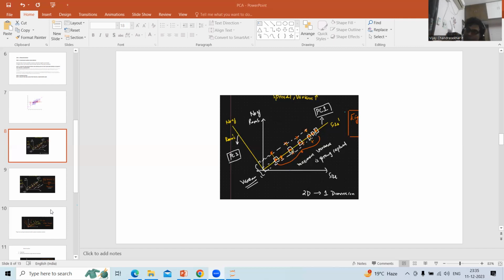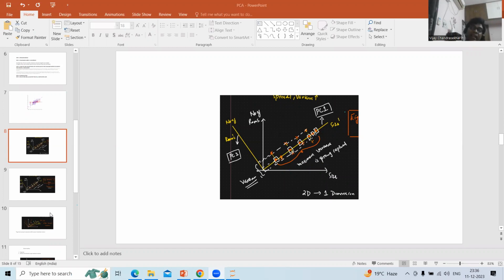Because when you compress everything to one single point, you have lost all data, correct? So the objective is you have data with you and there is variance in the data, isn't it? There is data and there is variety in that data. When you project it to this new axis, you want to capture whatever variety there is in the data. You don't want to lose that. If you compress everything to one single point, you've lost everything, and you can't do any further analysis on top of that.